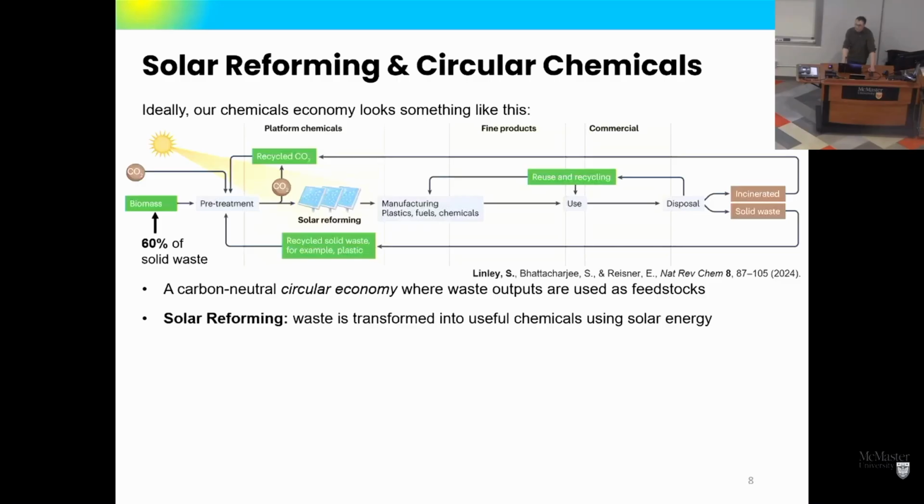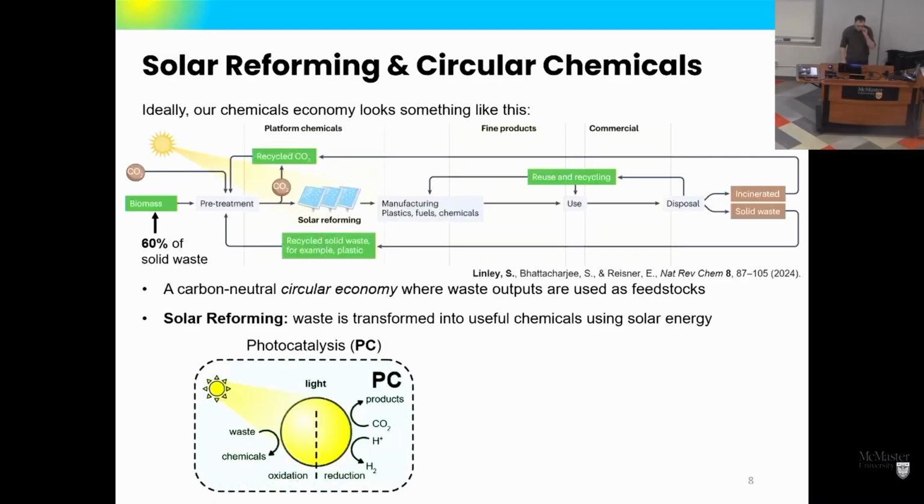So in this case, instead of fossil fuels, we're sourcing biomass, and perhaps we're also sourcing these waste materials from end of life, putting them back into the process here, doing some kind of pre-treatment, and then doing this sunlight-driven solar reforming to make these useful feedstock chemicals that can be used in these manufacturing processes. And the two main classes of solar reforming are direct photocatalysis.